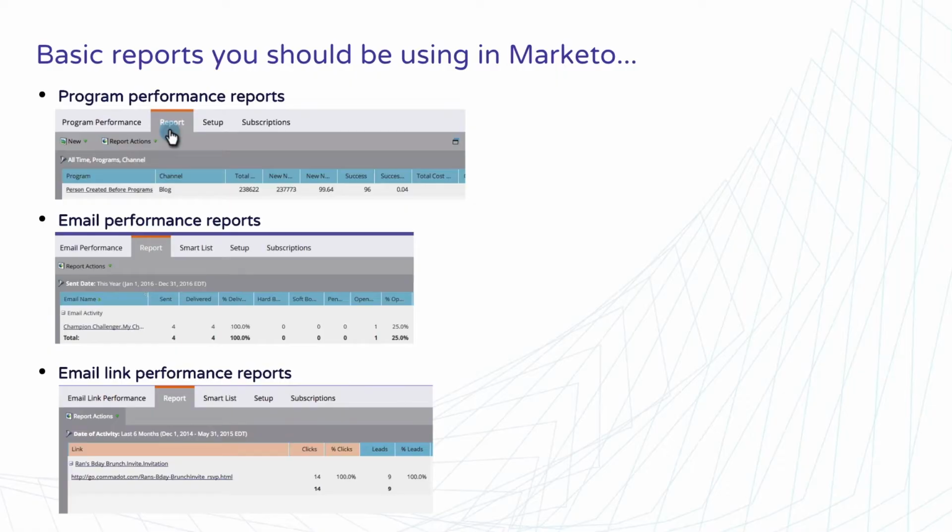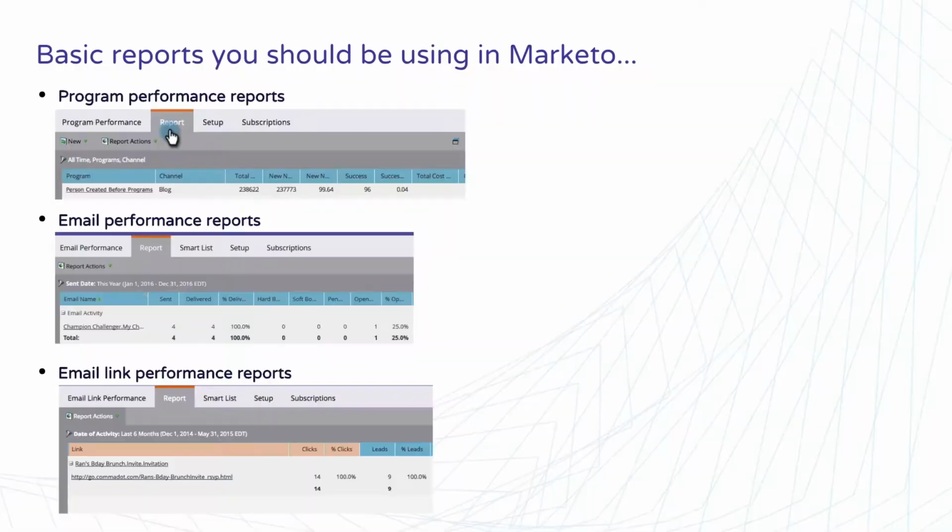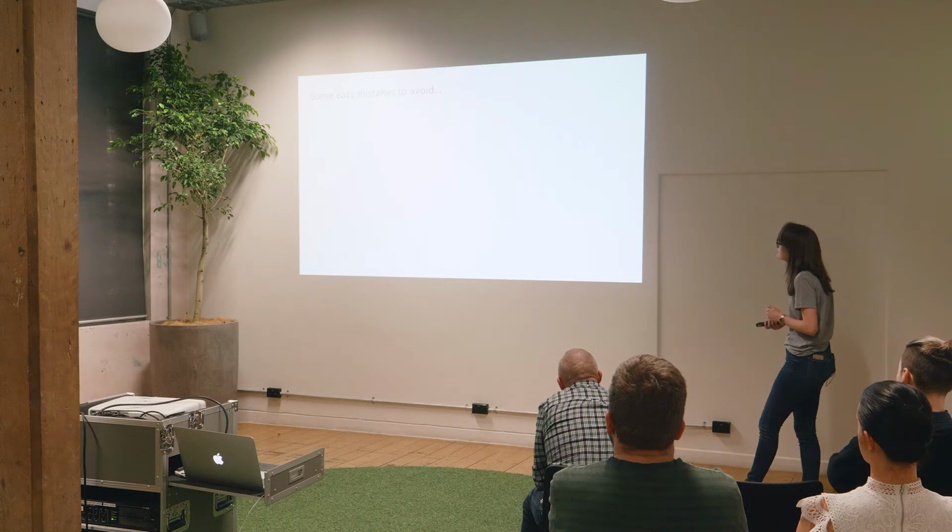Email performance reports is basically your top line email performance summaries. You will see a list of all of the emails available in the program in there, pretty self-explanatory. Email link performance reports let you see how people are clicking on specific individual links in your programs. So can be helpful if you want to know what type of content people are engaging with more or less.